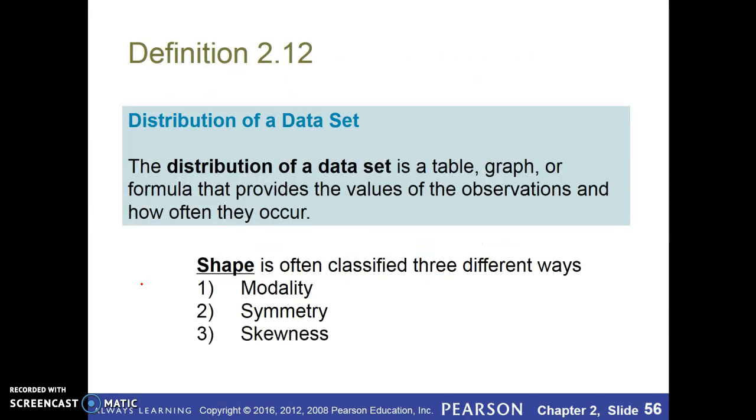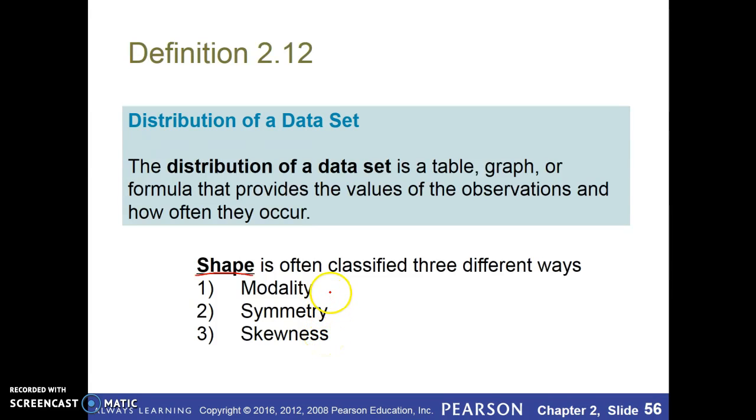First thing we want to talk about is what is the distribution of a data set. So it's a table or graph or formula that provides the value of the observations and how often they occur. So it's any, like a stem and leaf can show you the distribution. A line plot can show you the distribution of a data set, but what we're going to specifically focus on today is the shape of that distribution. It's classified in three ways: the modality, symmetry, and skewness.